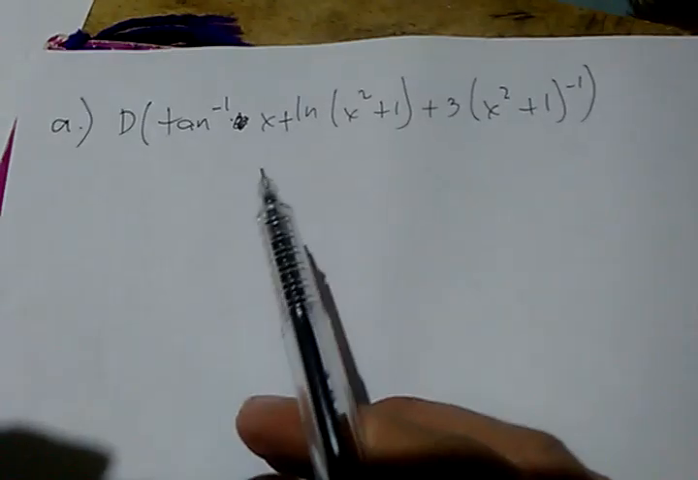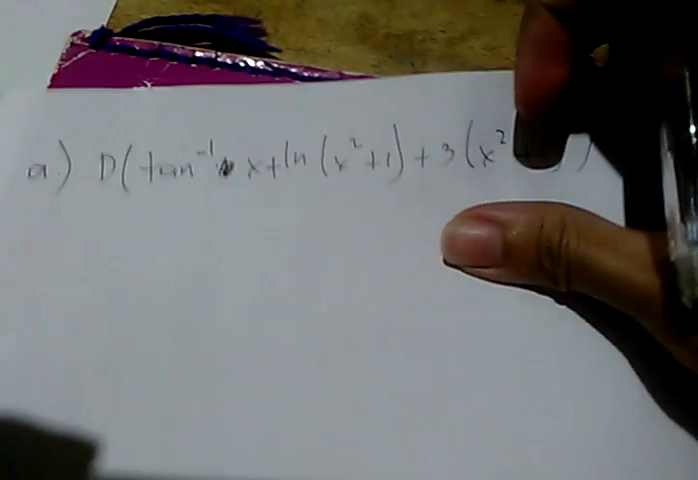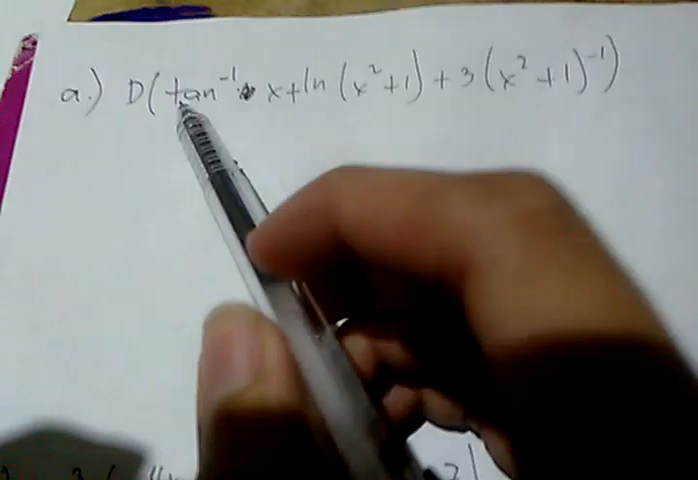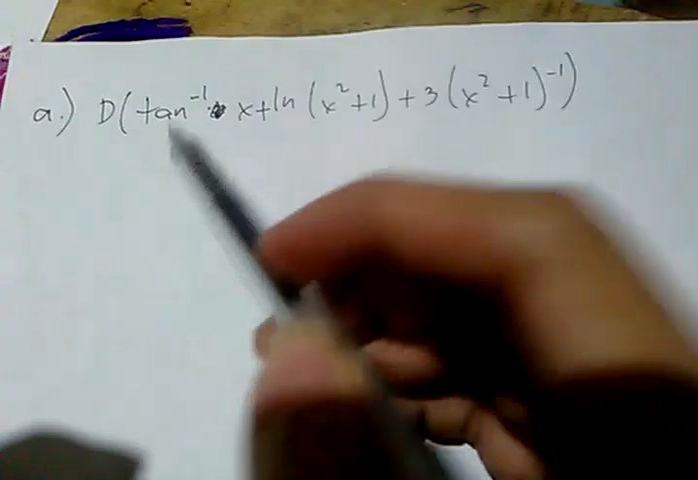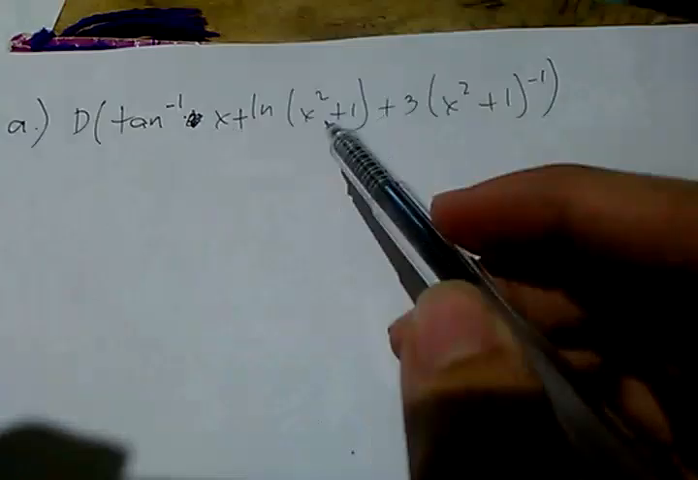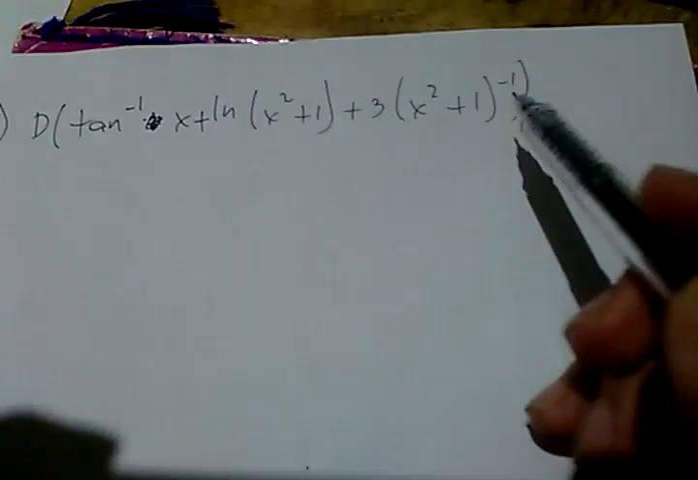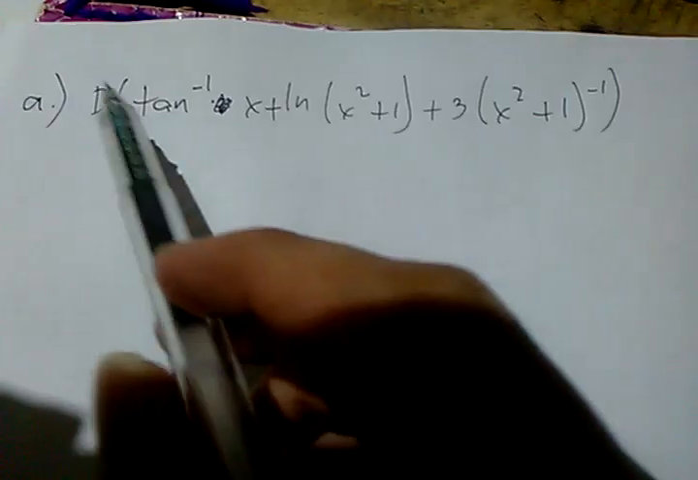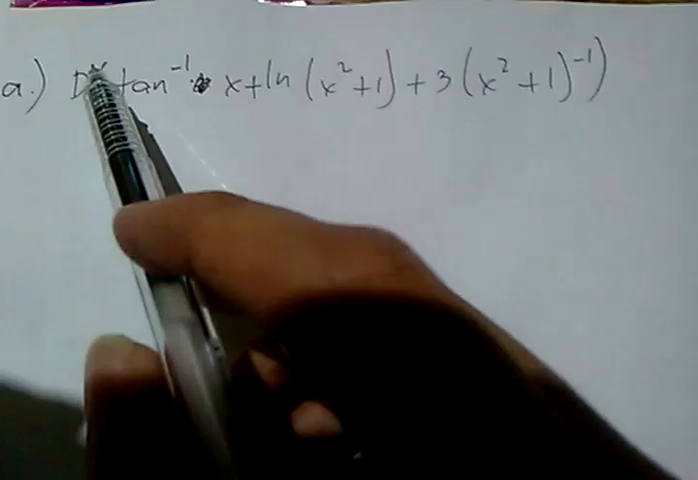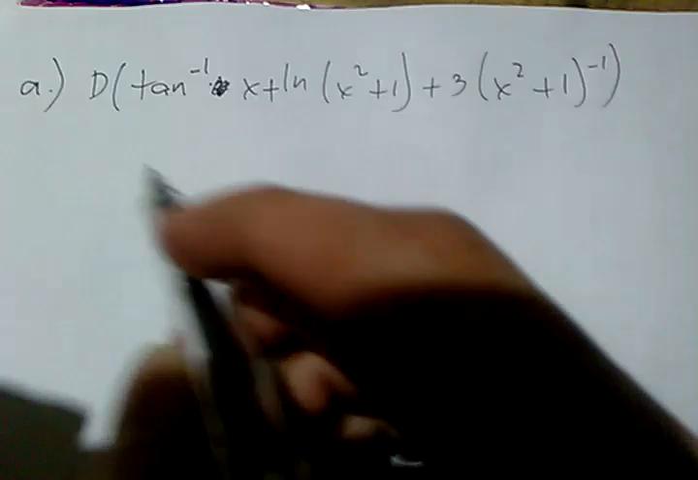Okay, now let's solve some examples. Evaluate the given: d of inverse tangent x plus ln of x squared plus 1, plus 3x squared plus 1 raised to negative 1. Here we have only one derivative.